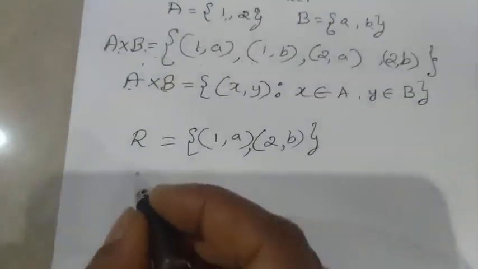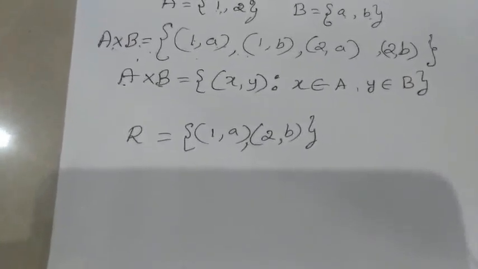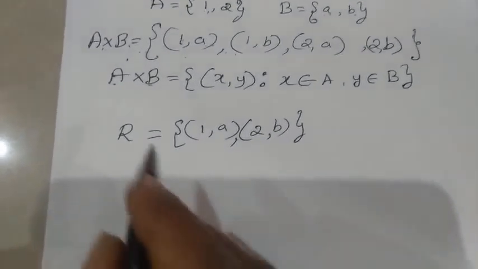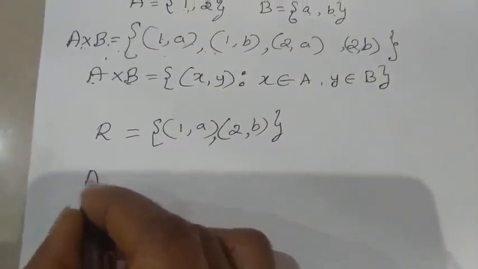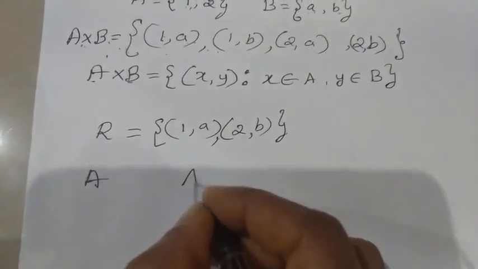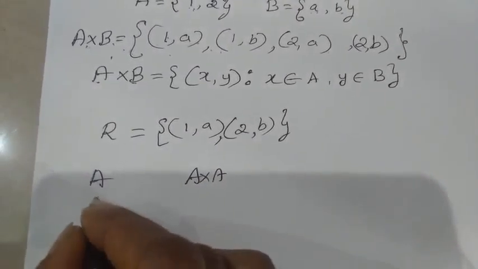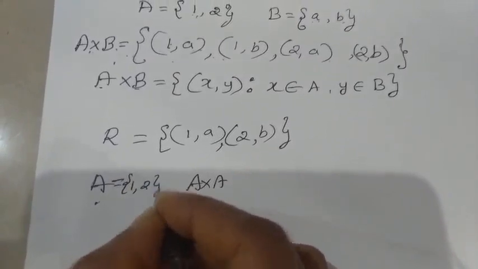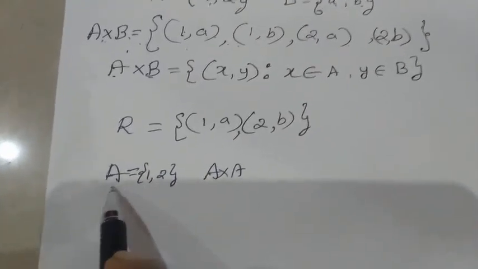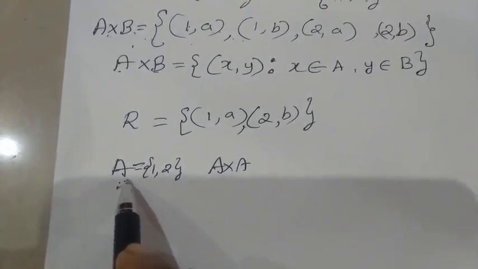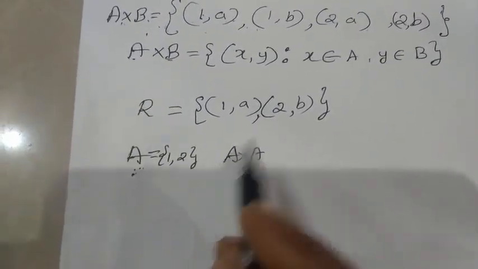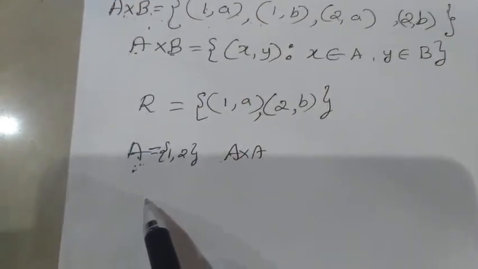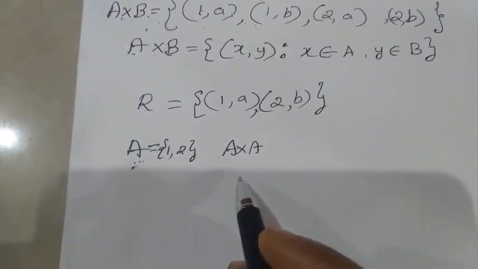Now, a relation in a set A is a subset of A cross A. Suppose there is only one set like this, say 1, 2; it contains 2 elements. A relation in a set A is a subset of A cross A. A relation from set A to B is a subset of A cross B. A relation in a set A means it is a subset of A cross A.